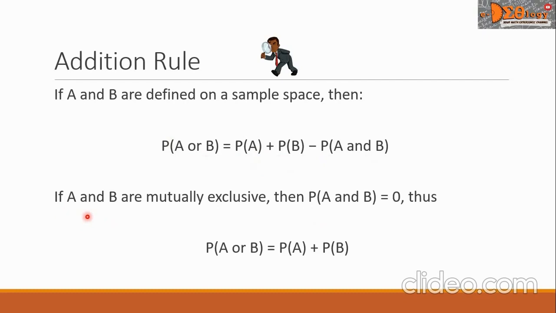Now, if A and B are mutually exclusive, it means there is nothing in common between A and B. Thus, the probability of A and B is 0. In our formula here, this portion becomes 0. Thus, the formula will be simplified into this: the P of A or B equals P of A plus P of B.